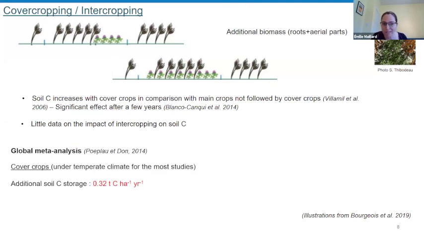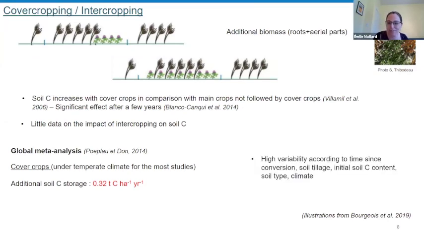A global meta-analysis reported an additional soil carbon storage rate of about 0.32 tons of carbon for cover crops. But there remains a high variability according to time since implementation, soil tillage, initial soil carbon content, soil type, and climate. And there is a particular need for data in Canada.